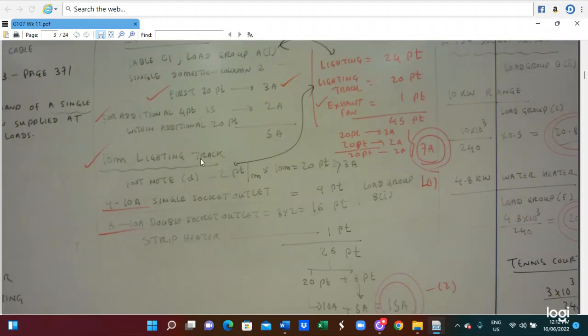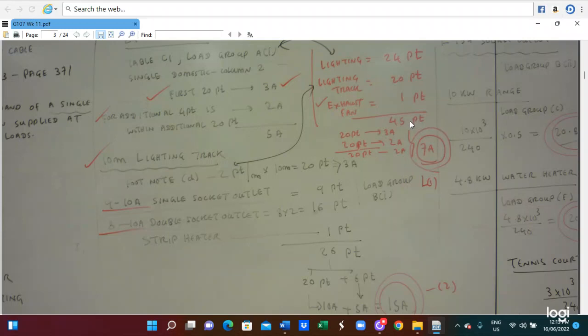For the 10 meter lighting track, in this case, we have to see footnote D. Every 1 meter is equivalent to 2 points. So this is 10 meters multiplied by 2 points, and you get 20 points. The lighting track is 20 points. In the meantime, this problem also mentions the exhaust fan. The exhaust fan is also equivalent to 1 point. So the total is 45 points.